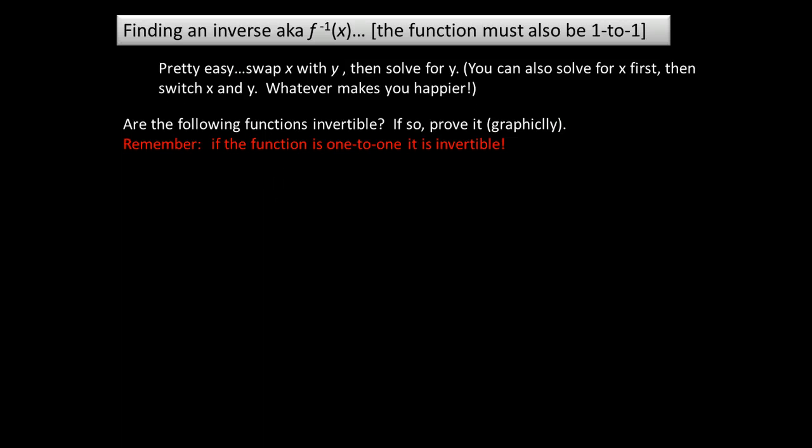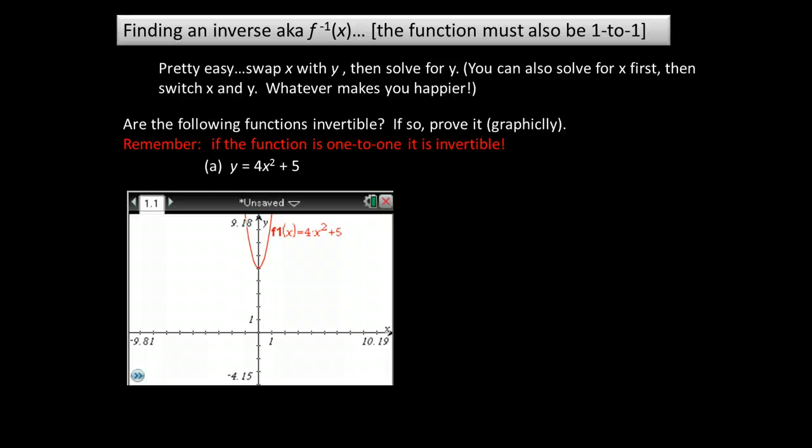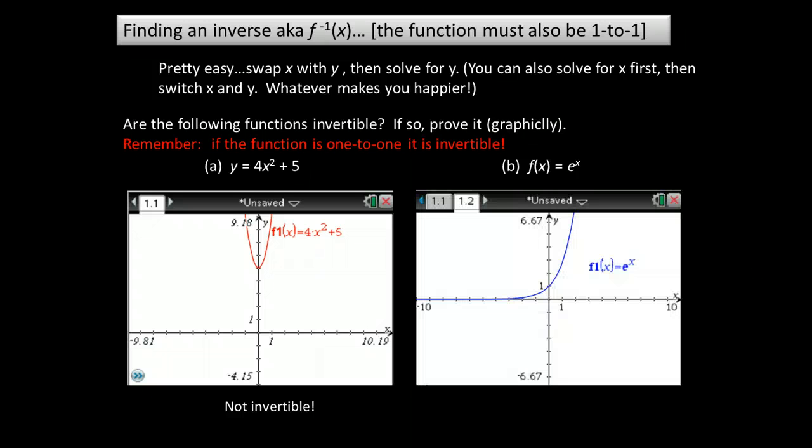Okay, so first we're going to see, are these functions invertible, and if so, prove it. And we're going to first look graphically. And remember, invertible means one-to-one. So letter A, 4x squared plus 5. Well, there's a graph of that parabola. Clearly not invertible, not going to pass our horizontal line test. Okay, letter B here, the function f of x equals e to the x. Well, there's a graph of e to the x, and this is going to be invertible because it's one-to-one. Whenever we would draw our horizontal line in here, we would touch that graph only one place for each horizontal line. So it's one-to-one, hence it's invertible.